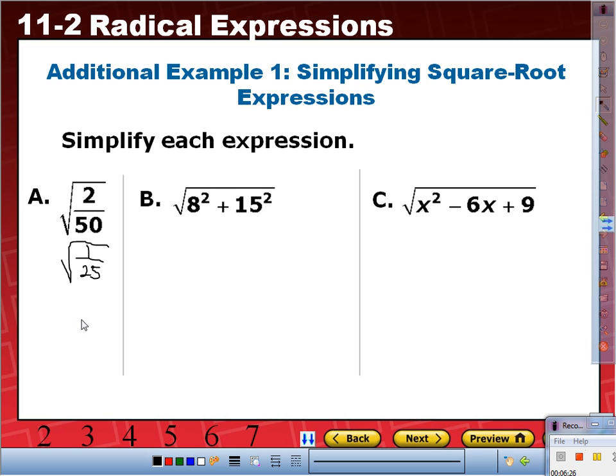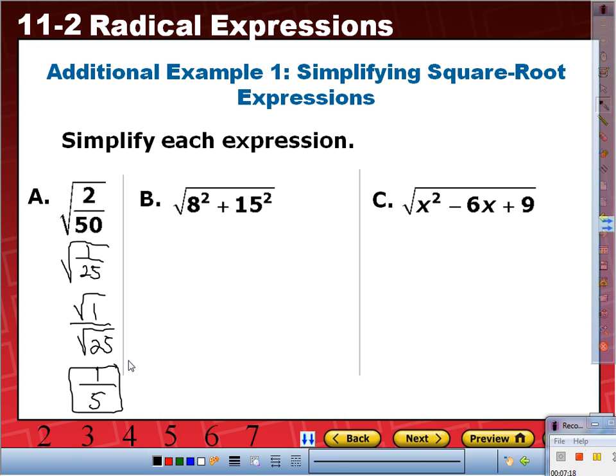Okay, from here, if we look up, at this point, since it's the square root of the entire fraction, I'm going to split it up. This becomes square root of 1 over square root of 25. So what is square root of 1? 1. What is square root of 25? 5, and we're done.